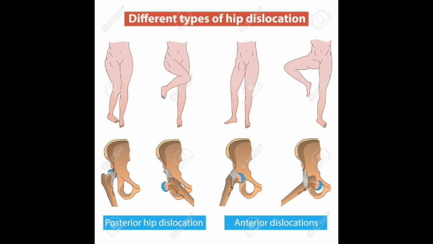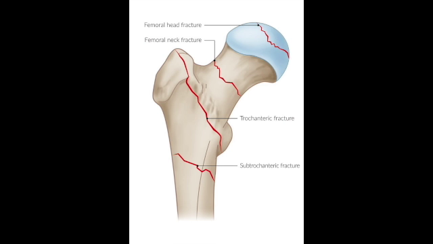Next, hip fractures. Mechanism, minor or indirect trauma in the elderly, high impact injuries in younger patients. Most common, osteoporotic women. Common in elderly patients with decreased bone mass. 3 main types of hip fractures. It can be the femoral neck, intertrochanteric, or subtrochanteric.